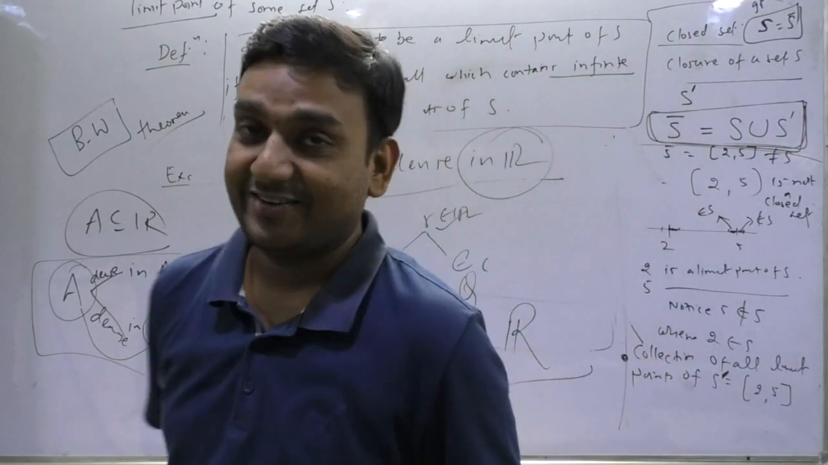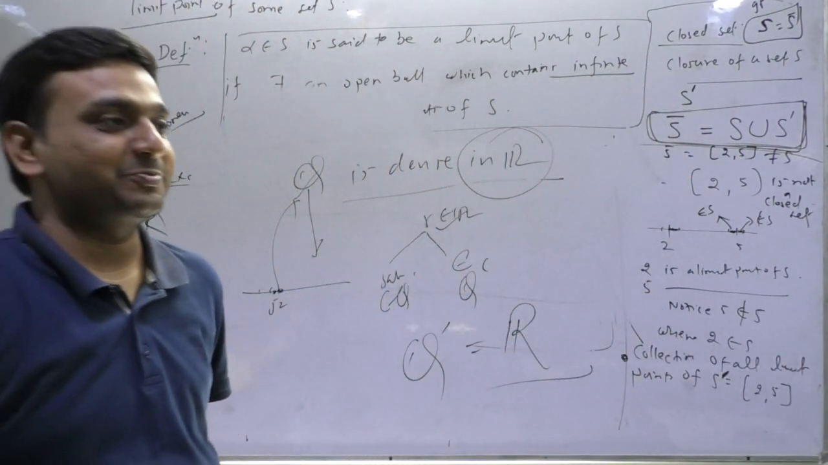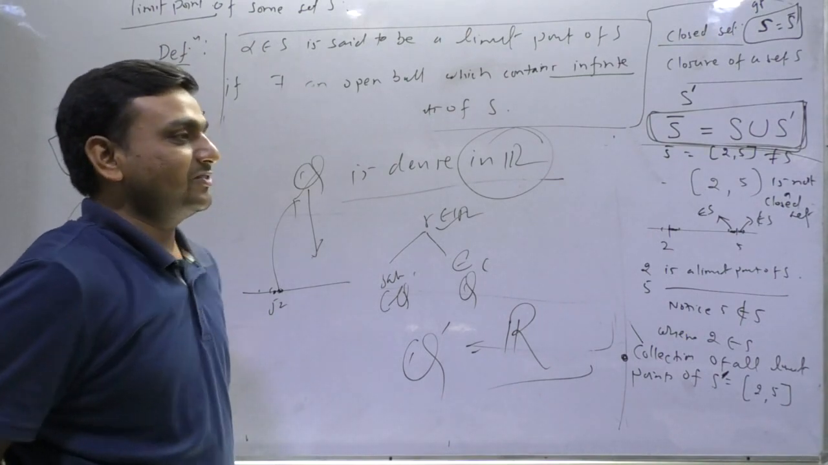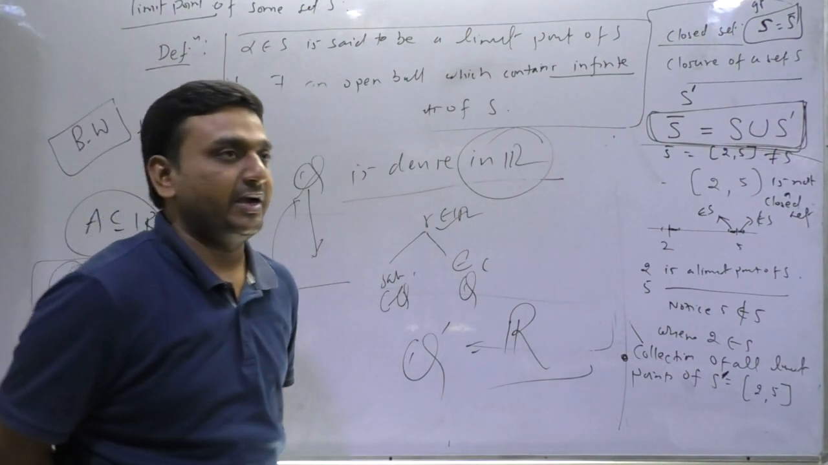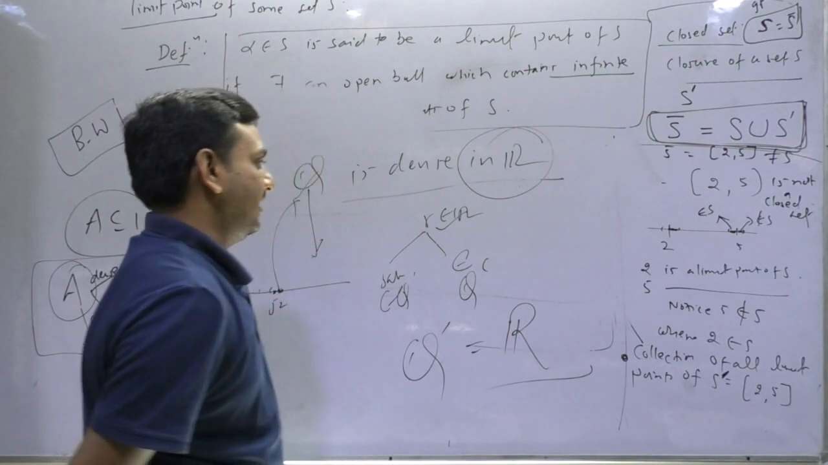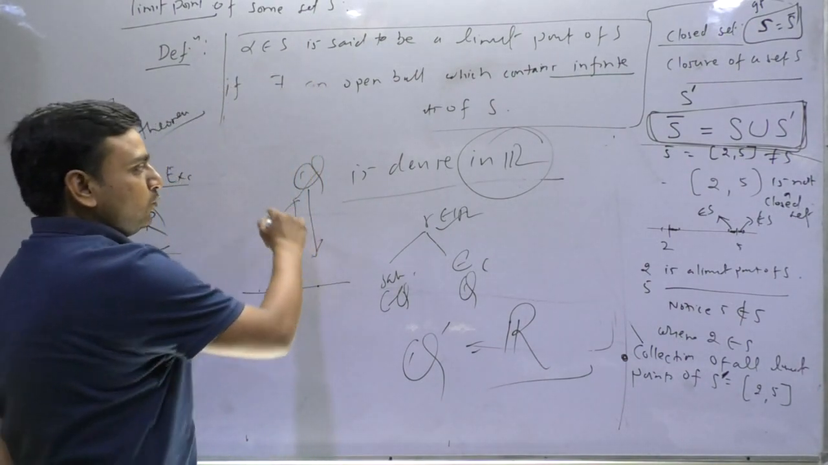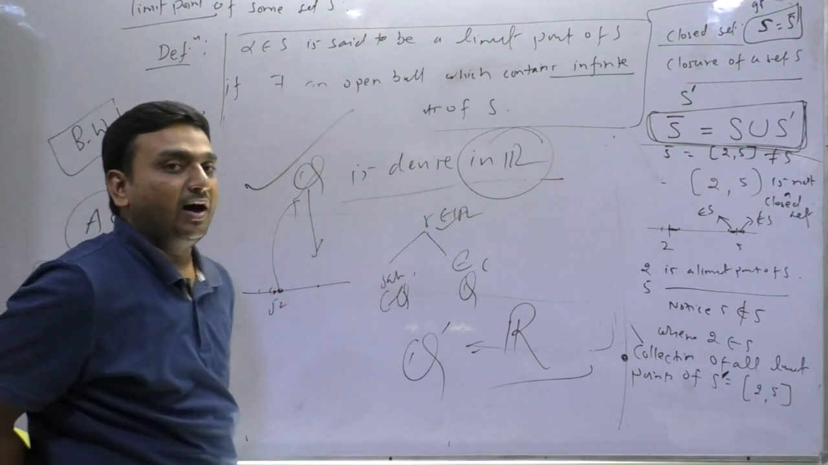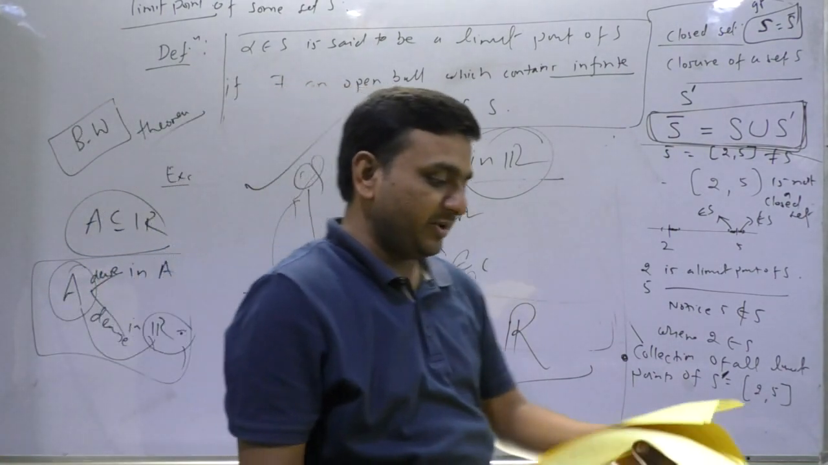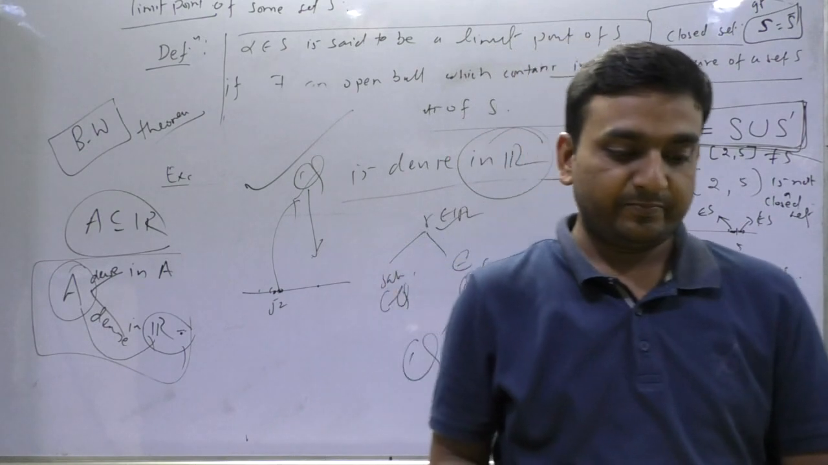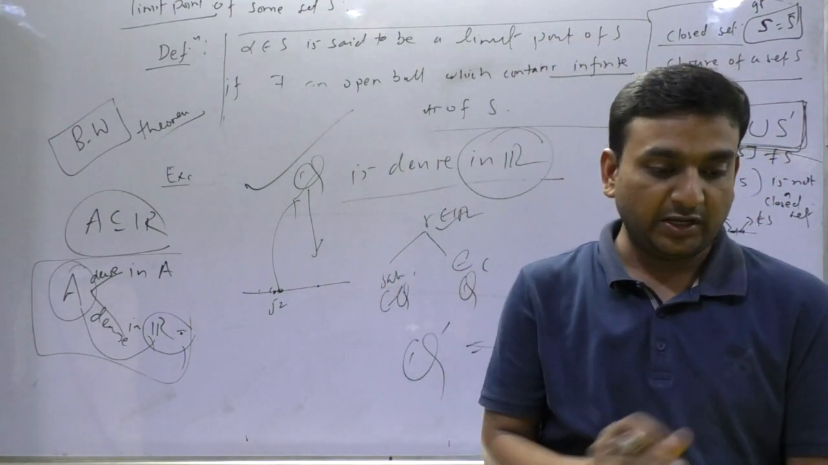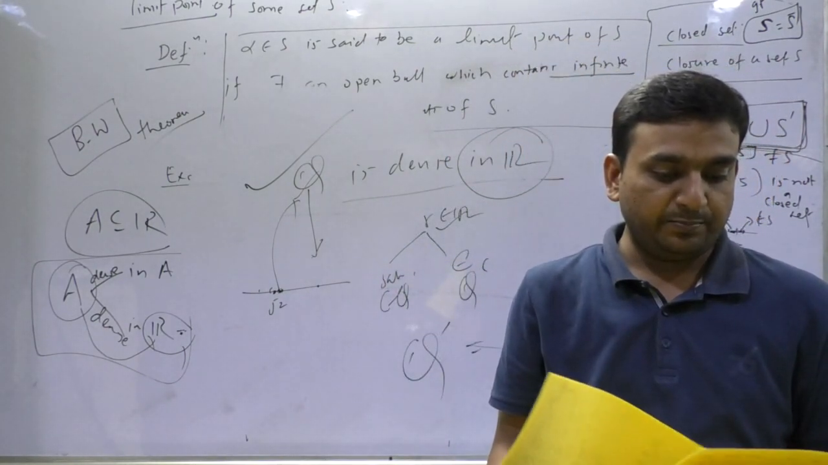Very nice. Whole BSc I have spent, but I never understood these concepts. But as a teacher, I tried to figure out what actually they mean. So, Q is dense in R. Similarly, I have given many examples for you guys. Denseness is okay. And other is perfect set.